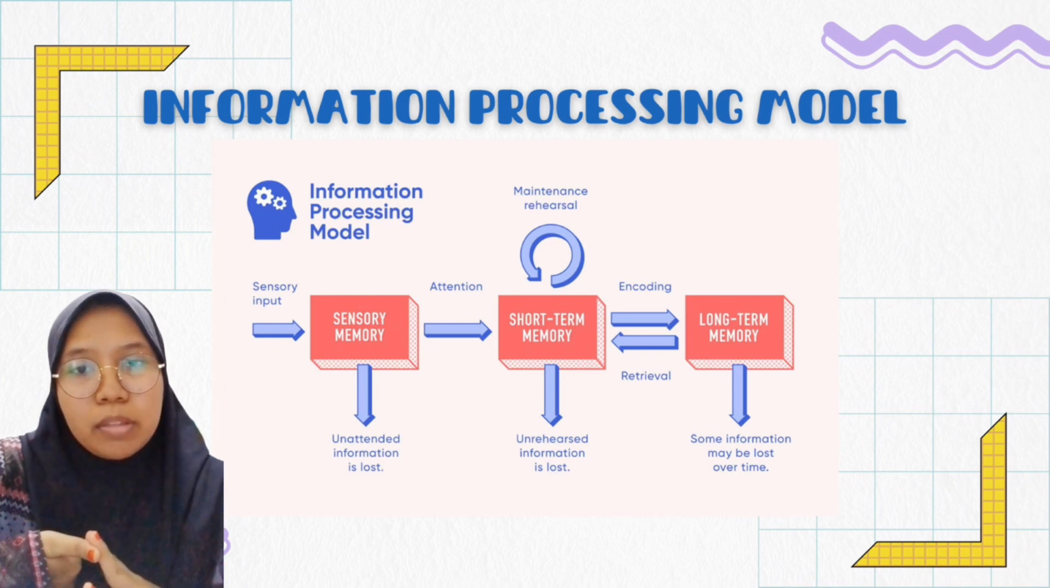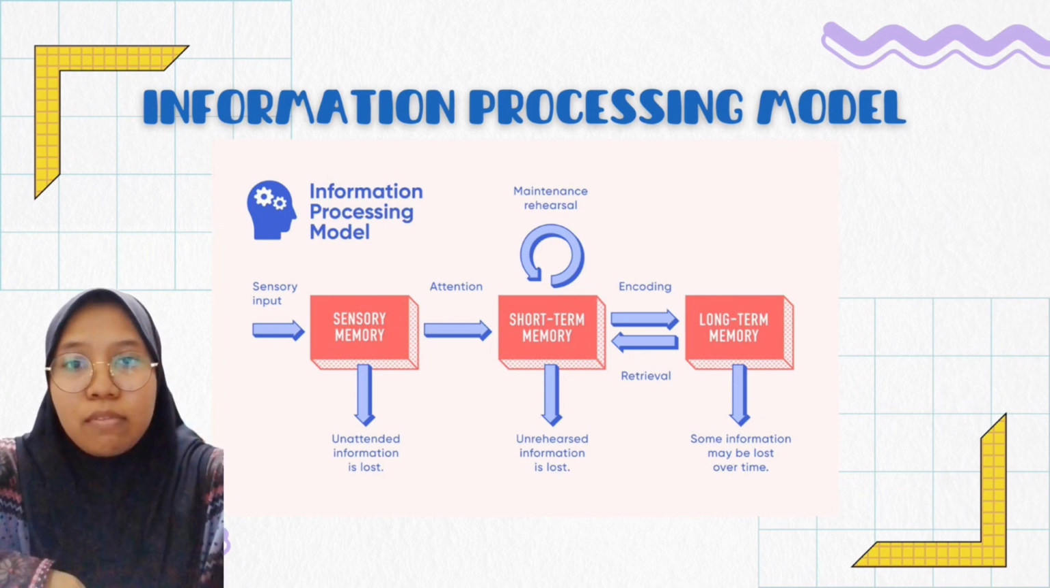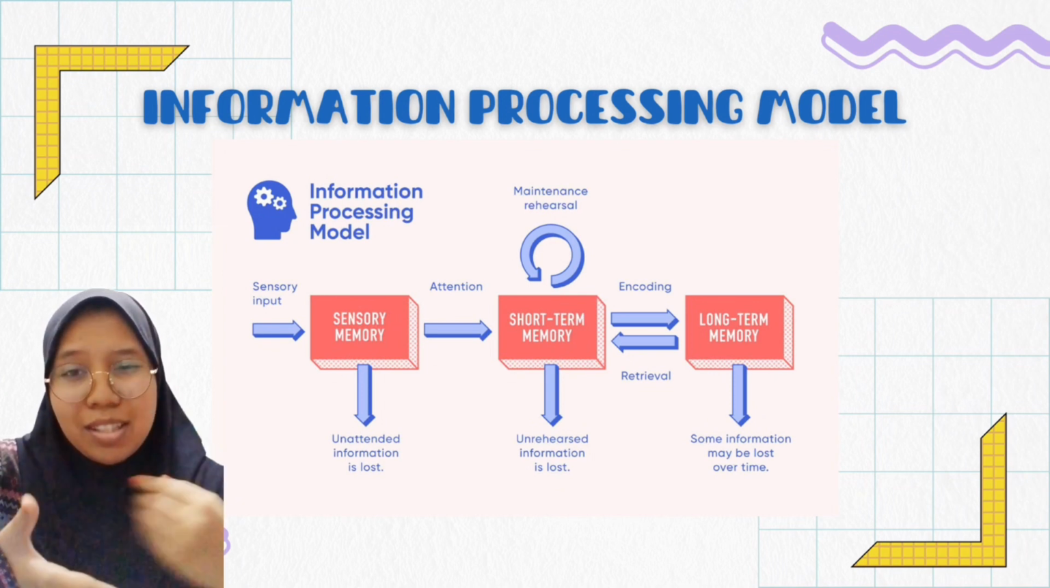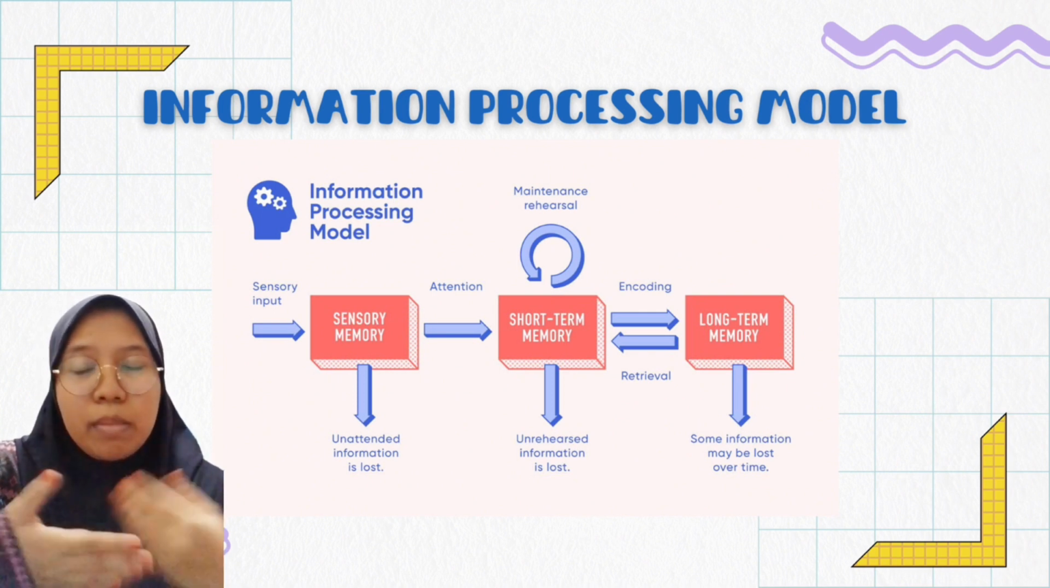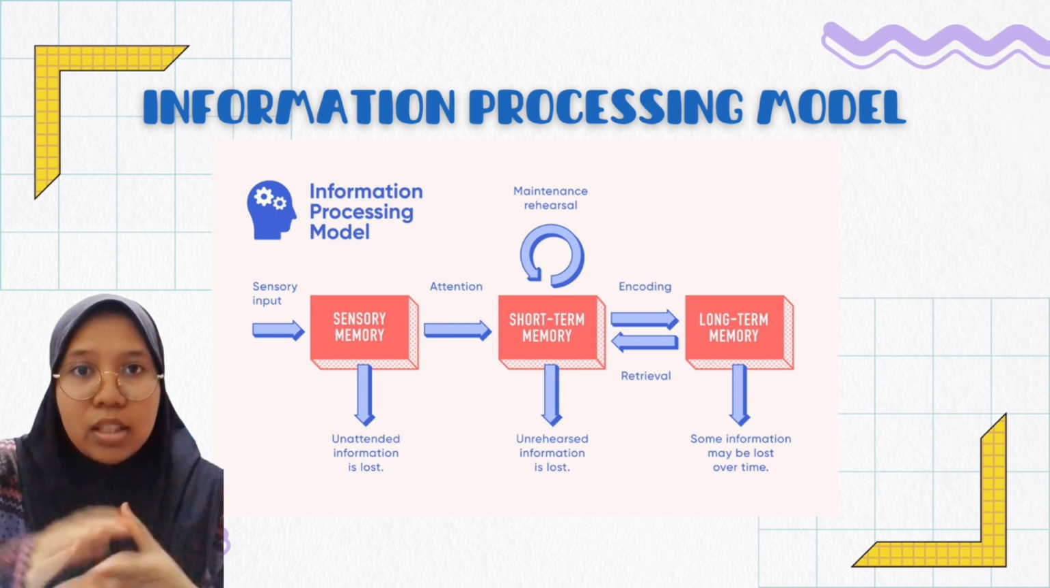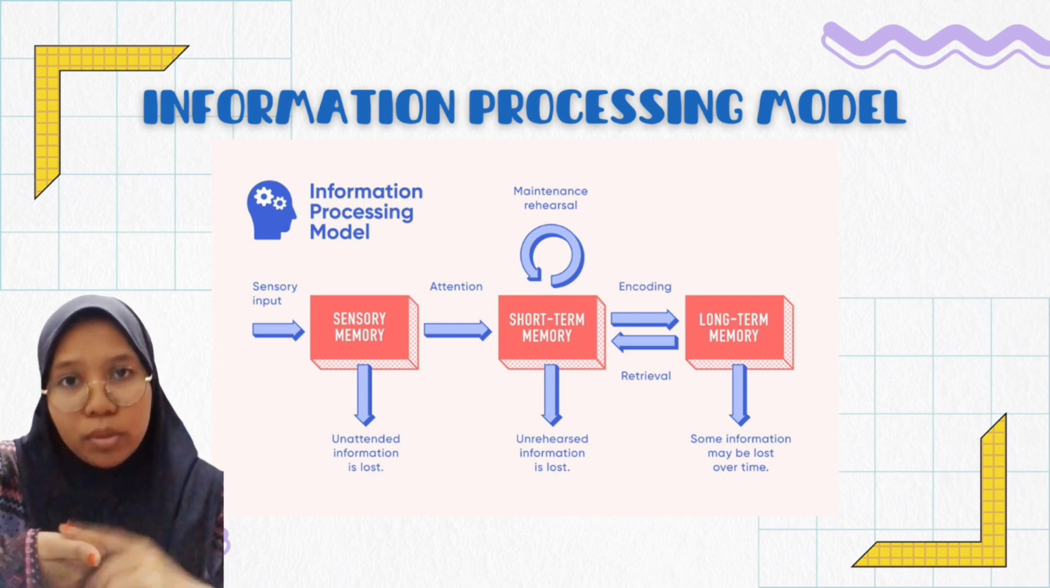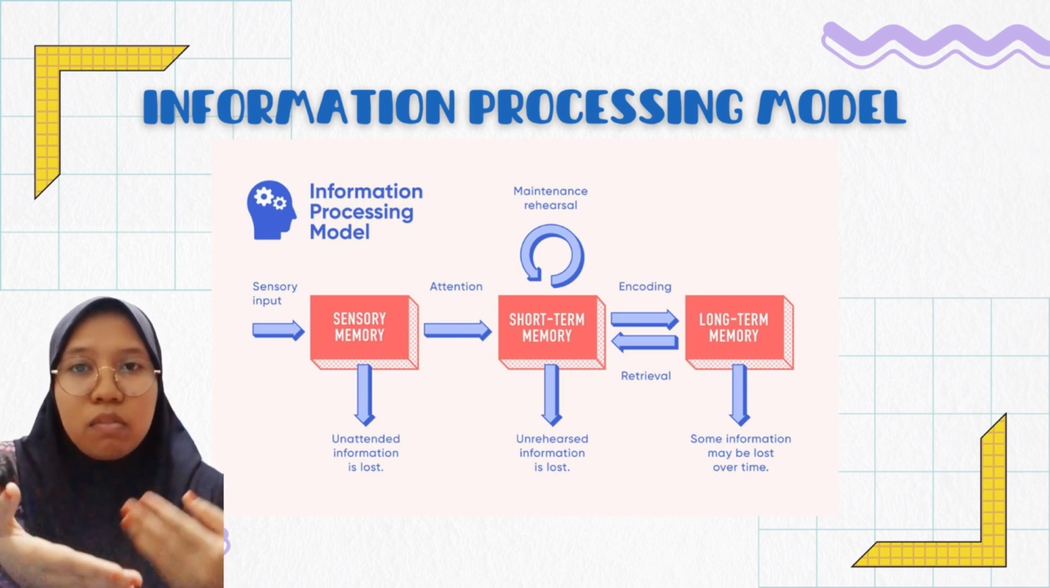Today I will present about information processing models. What is an information processing model? An information processing model is a framework that is used to describe how individuals perceive, think, and remember information. So basically it draws an analogy between the human mind and a computer, viewing the mind as an information processor.